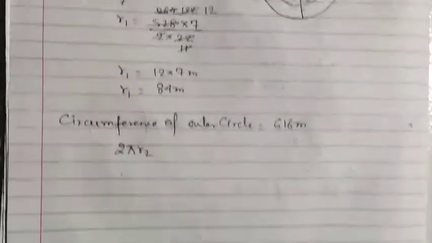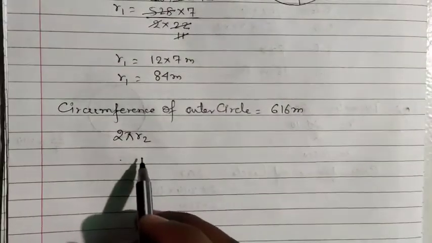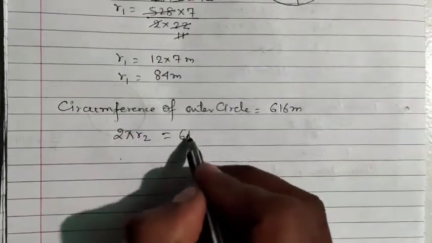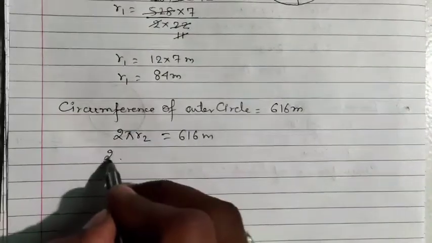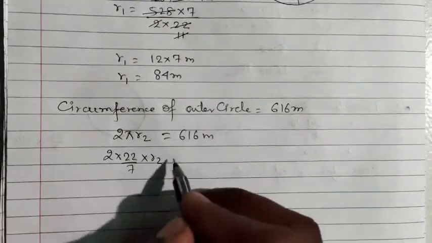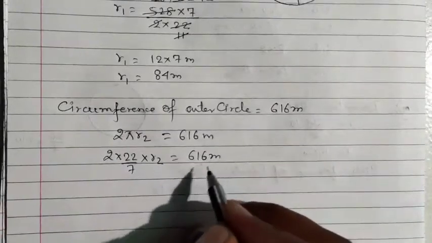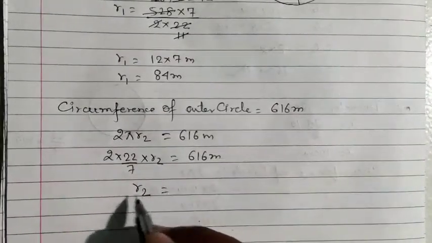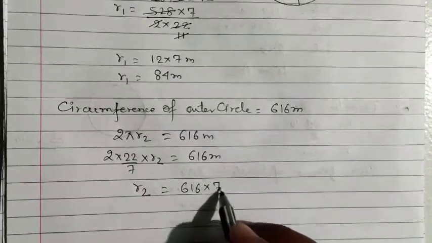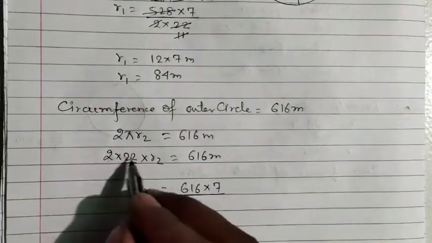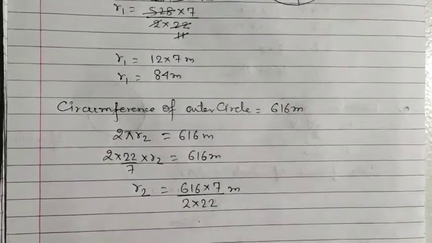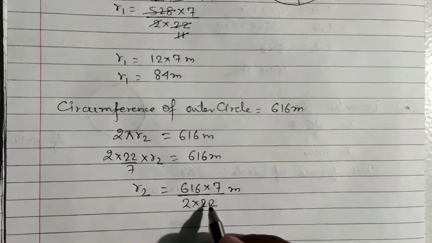Since we have taken r2 as the radius of the outer circle, we will use r2 here: 2 into, in place of pi we will write 22 by 7, into r2 is equal to 616 meter. We have to calculate the value of r2. This 7 is in division; when it comes to this side, it will be in multiplication. Divided by these two in multiplication; when it comes to this side, it will be in division. This much meter. We will reduce it.